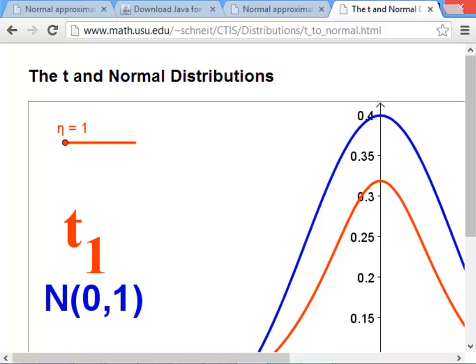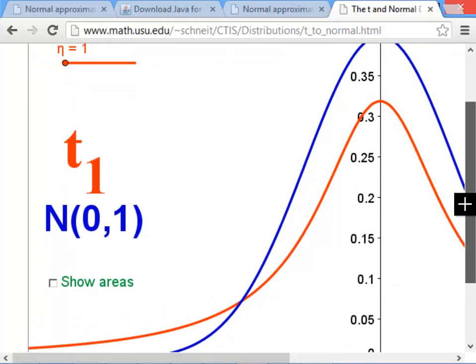Okay, so you can't see it all very well. This thing doesn't actually scale the applet. But the red curve is our t-distribution. Our blue curve is our normal distribution. Notice right now at 1 degree of freedom that my t-curve is much flatter. It has a lot more area out here in the tails.